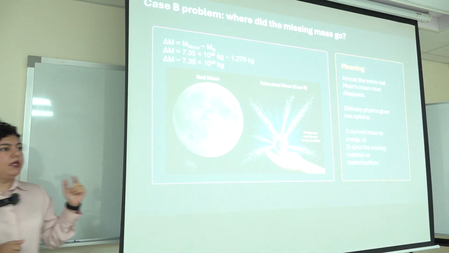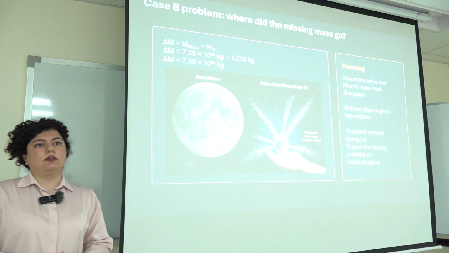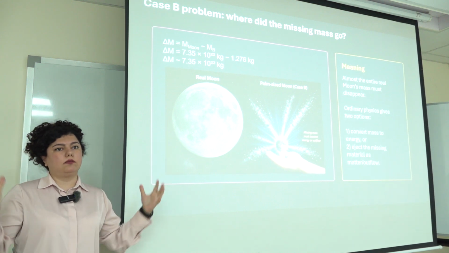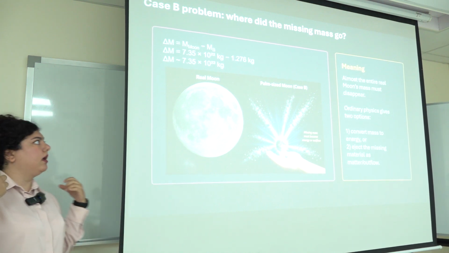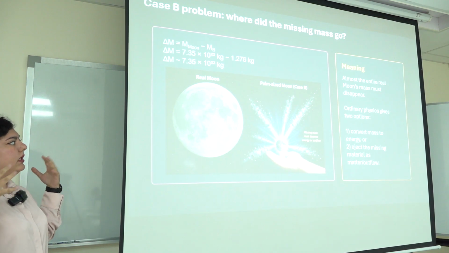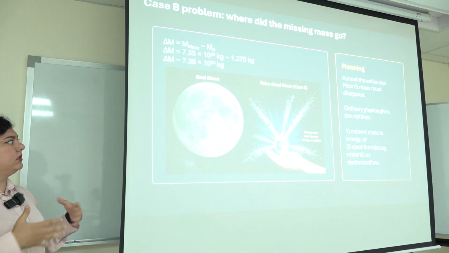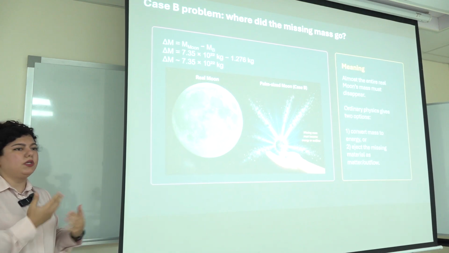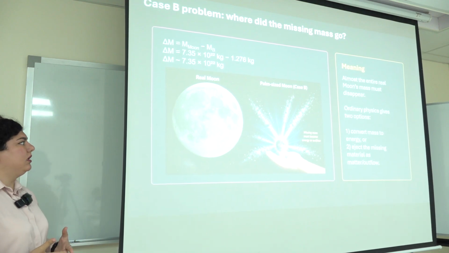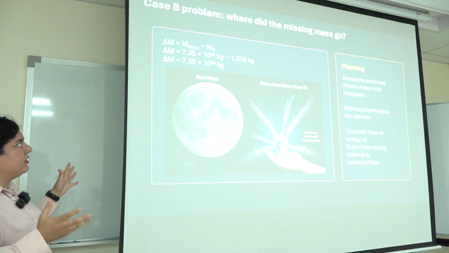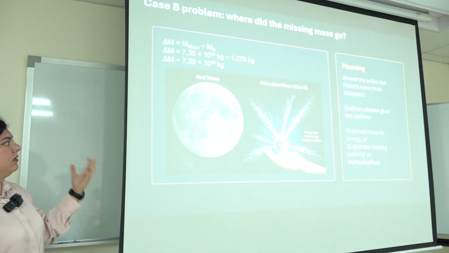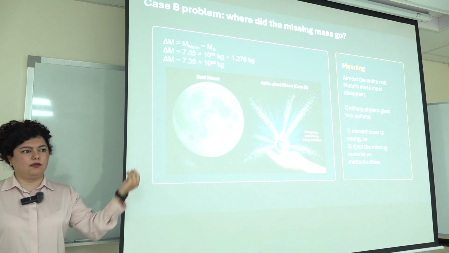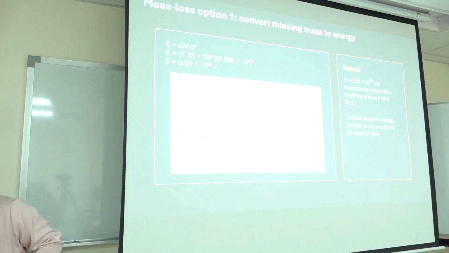But the main problem of this case is, what happened to the mass? Apparently almost the entire mass of the moon goes away, so it should go somewhere. It cannot just disappear because of conservation. It cannot be just quiet and beautiful as the movie shows.